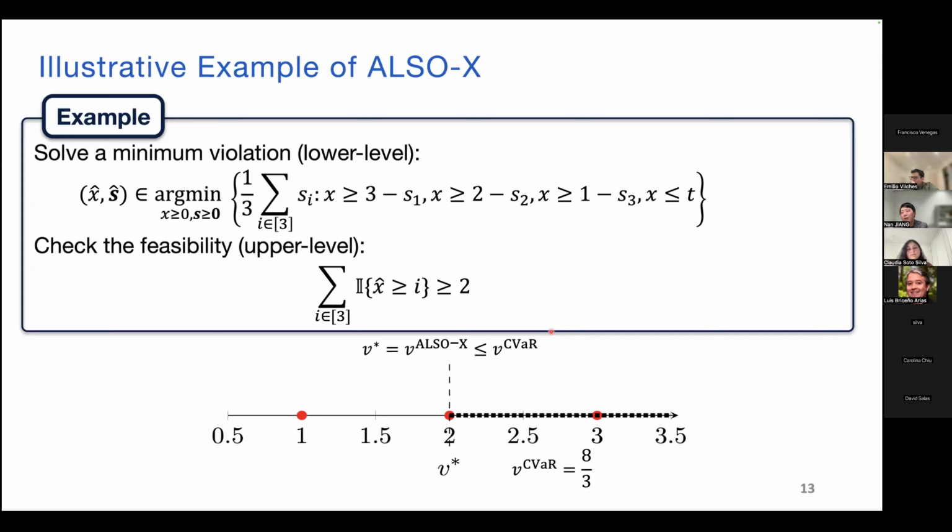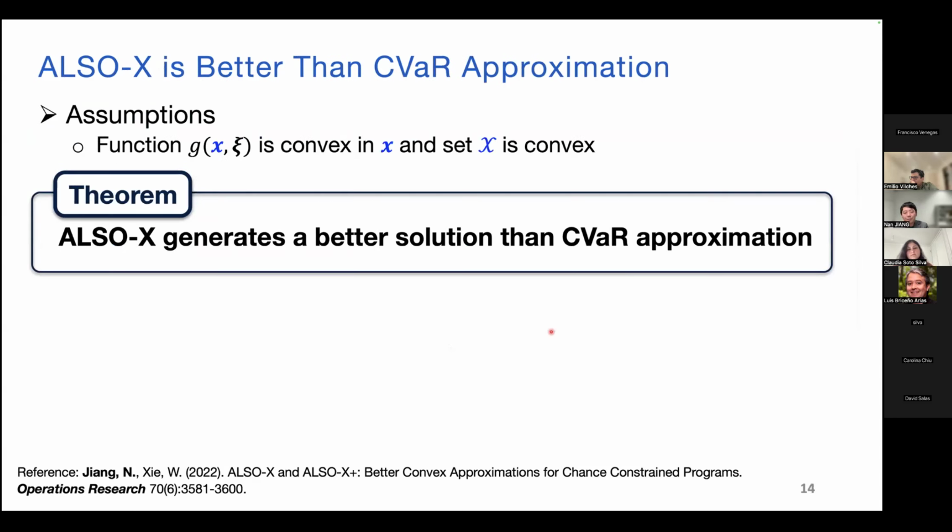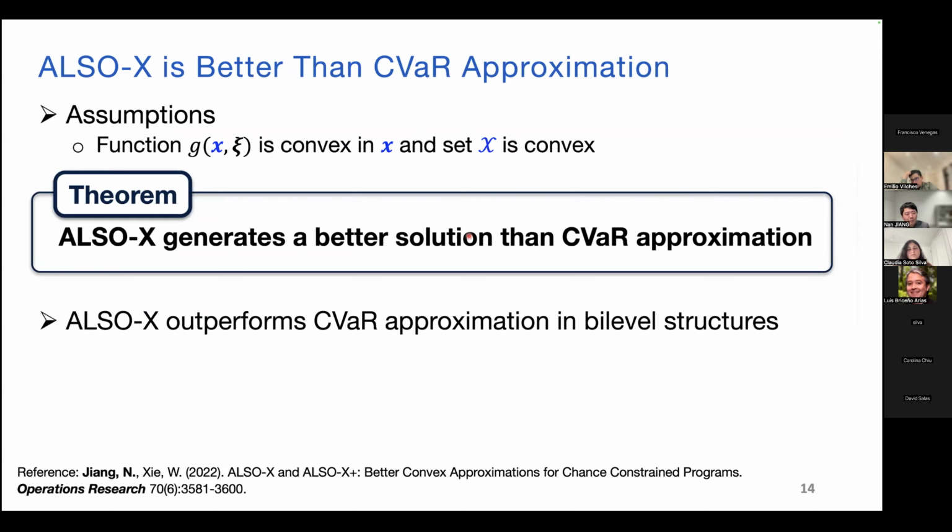Later on, we tried to generalize this condition, and we said that when the function g is convex in x and the set X is convex, this is the only condition we need. By using this condition, we can show that ALSO-X can provide a better solution than the CVaR approximation. The proof idea is to use primal dual, which is why we have the convexity here. So what the literature tells us is that ALSO-X is also excellent. It can outperform the CVaR approximation in this kind of bilevel structure.